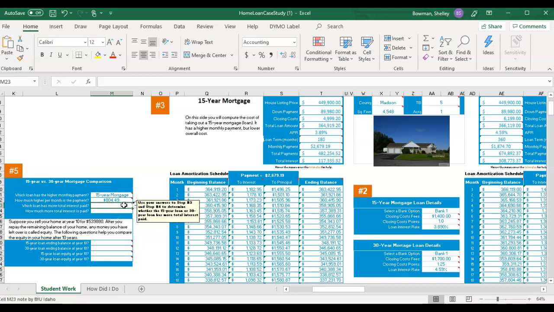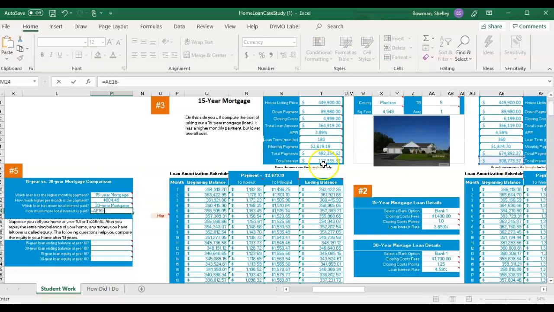Which loan has more total interest? Again, here I can look at the total interest at the bottom of both of these. The total interest was higher in my 30-year, so I'm going to select 30-year. And then it's going to ask by how much more. So again, we will just subtract these. So I'm going to take my higher and subtract the smaller, and that tells me how much more I end up paying with the 30-year mortgage.